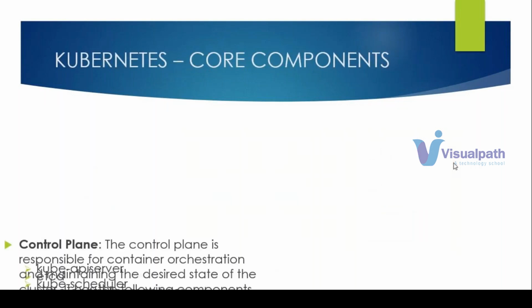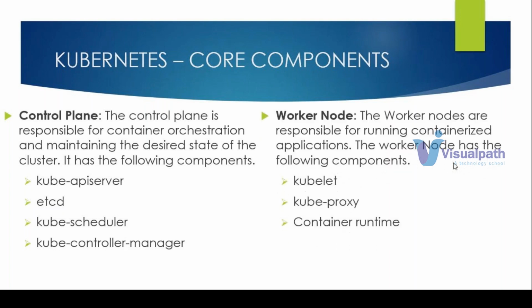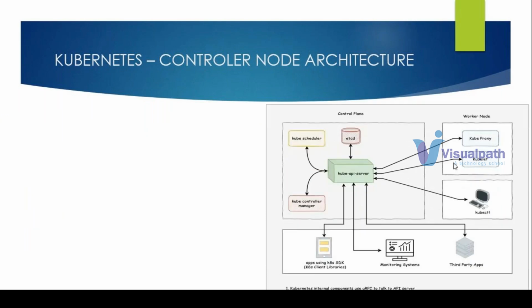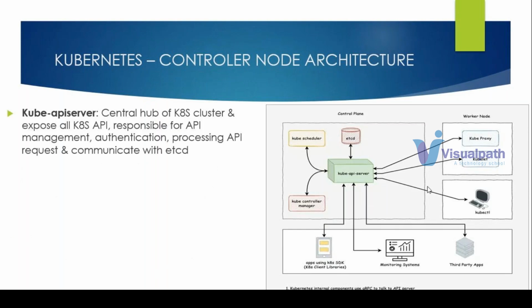Okay, now we'll talk about the core component. I had explained the four key items in the control plane as well as in the worker node. In this next slide, I will explain the control node architecture in detail. So Kube API server is responsible for API management. All the integration happening in Kubernetes happens with the help of APIs only.